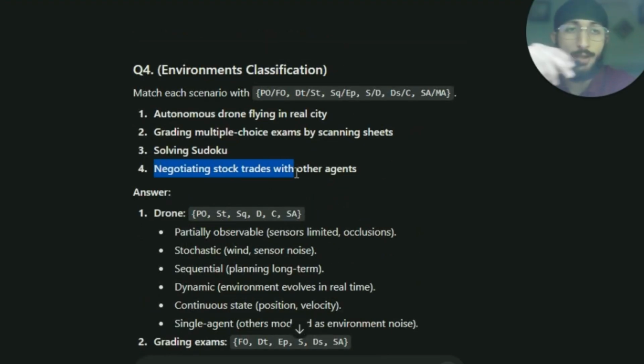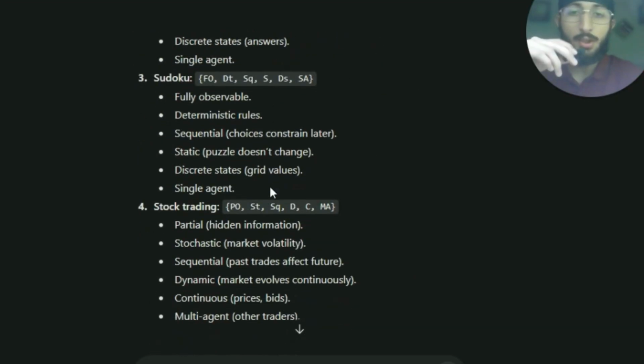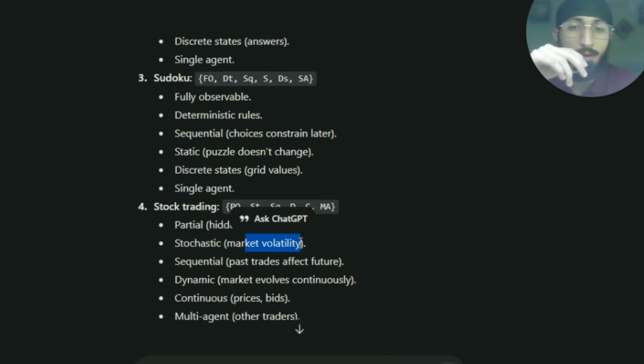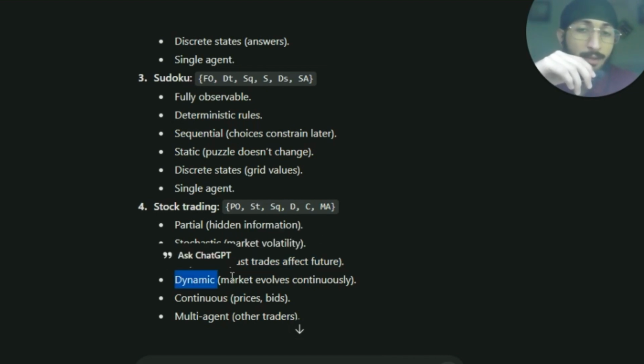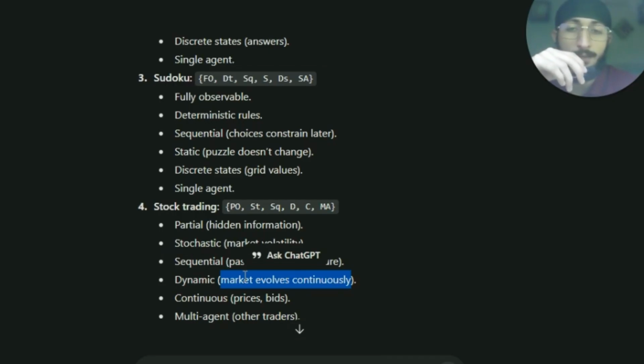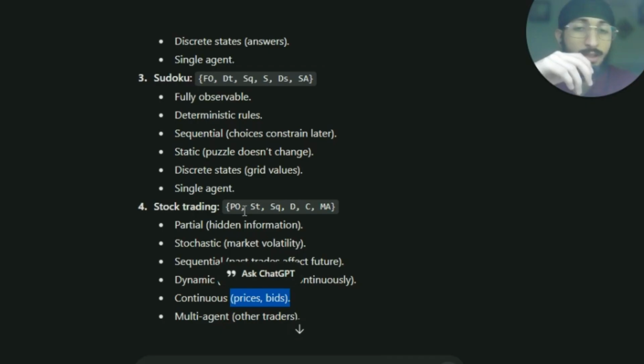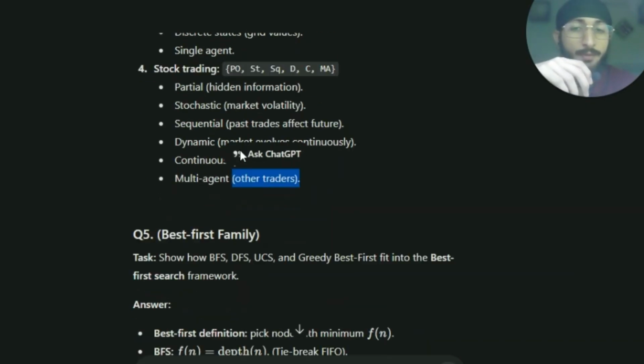Then negotiating stock trades with other agents. So basically stock trading, PO is partially observable. There may be hidden information, hidden stock prices, etc. Then stochastic, market volatility, so that is why it is stochastic. We won't be able to determine the exact prices because they are not deterministic, right? Then we have sequential, past trades affect the future trades. Then dynamic, the market evolves continuously, right? There are changes constantly taking place. Then continuous, prices and bids, these are continuous. And multi-agent, other traders are also involved.